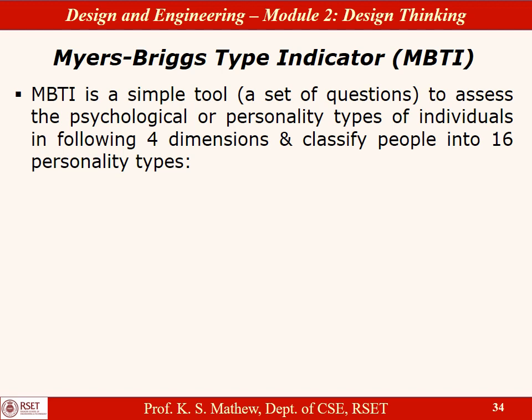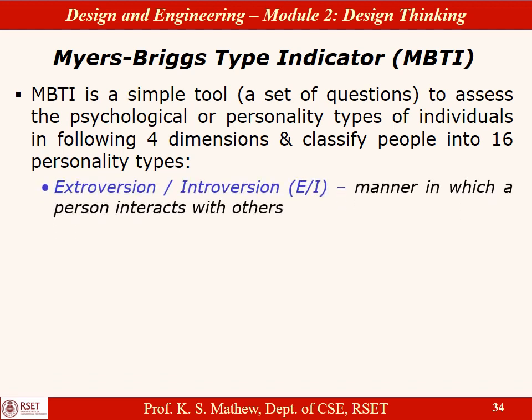So these are the different dimensions based on which this MBTI test classifies people. One dimension is extroversion, introversion, E or I. Whether the person is an extrovert or an introvert. All of us are inclined to one of these, extroversion or introversion. That is, nothing is bad. If a person is introvert, that is not bad. There are a lot of good qualities for introvert as well.